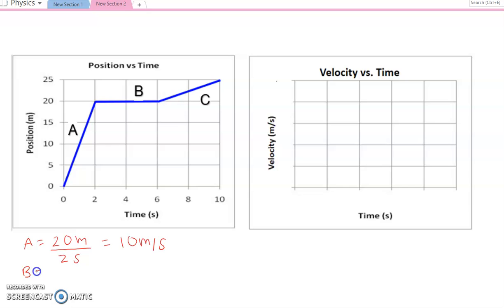For B, it's a flat line, meaning it has no slope, so 0 meters per second. And for C, I have a rise of 5 meters over the course of 4 seconds. So in order to solve for C, I'll take my 5 meters and divide it by 4 to give me 1.25 meters per second.